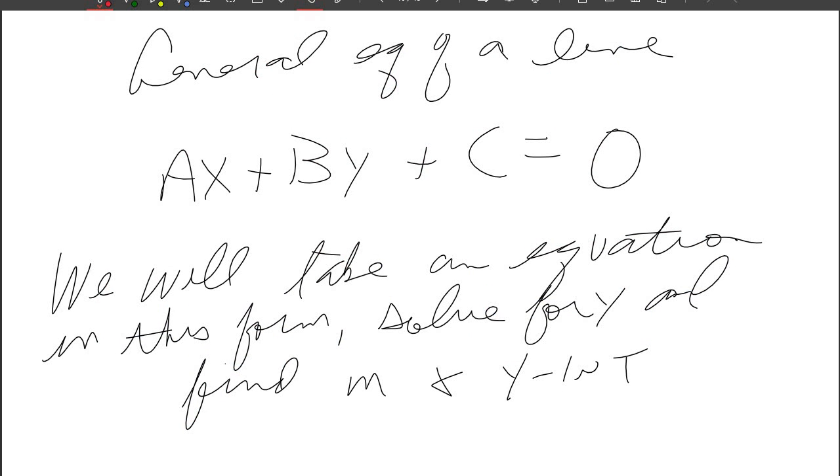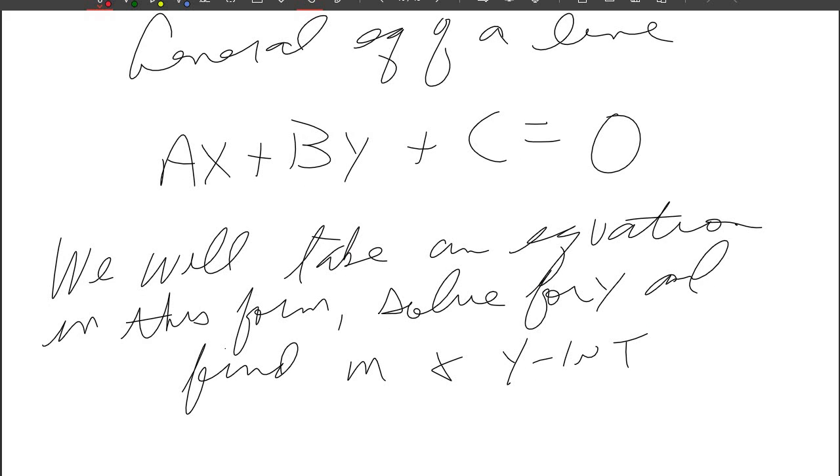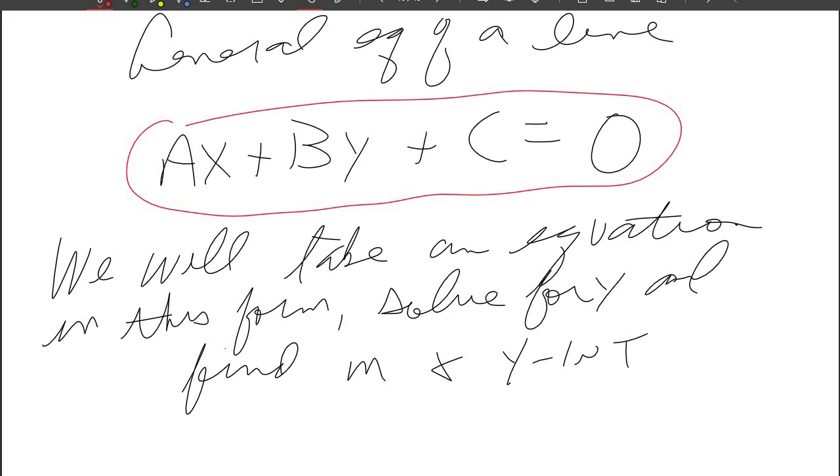Now, general equation of a line looks like what I've got written on the screen. You'll have 3 terms, maybe 2 terms, it just depends. But you'll have an x term, a y term, and a constant. You will have whole numbers in front of those. What we're going to do is take this form and convert it to where it looks like this form. So we want to take this and turn it into y equals mx plus b. That's our goal. Turn it into that.